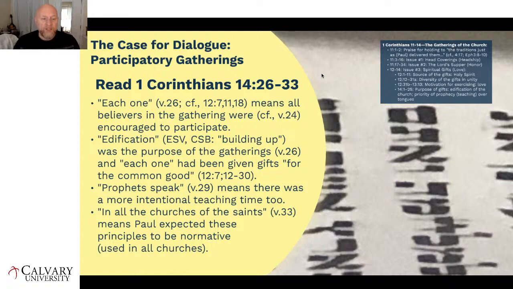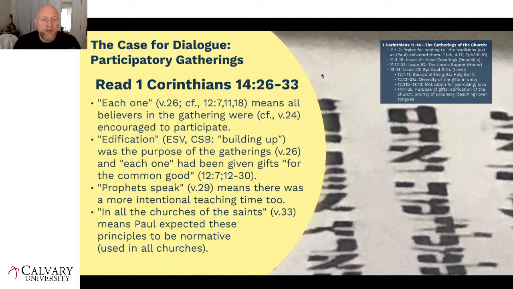He talks about edification. This is the word that's used in the ESV and the CSB. They don't translate it edification, but building up. And this was the purpose of the gatherings of the church. And again, each one had been given gifts for this common good of building up the church. Most people don't really use their gifts in churches today, at least not in the gatherings of the church, as Paul is talking about here. But each one has been given gifts for that purpose.